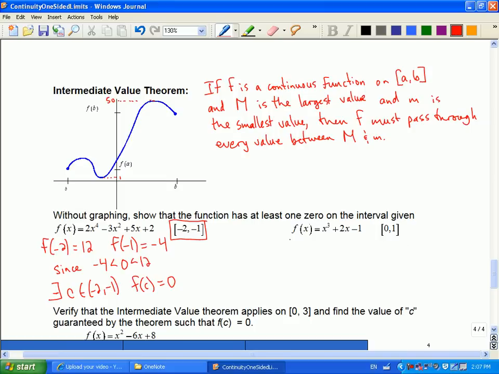So in this other one here, f of 0, that's an easy one. I don't need a calculator there. That's just negative 1. And so is f of 1. That'll be 1 plus 2 minus 1, so it should be 2. Okay, so by the intermediate value theorem, there is at least one place where f of x equals 0.